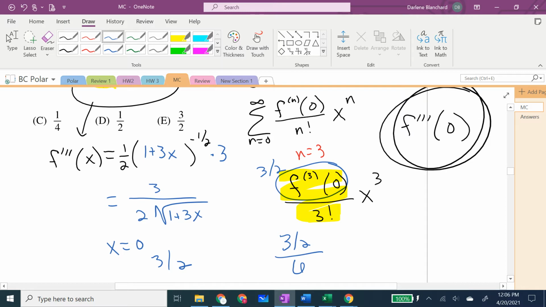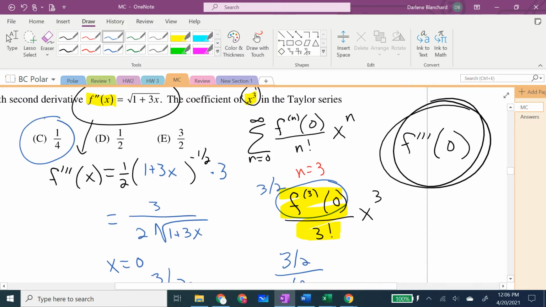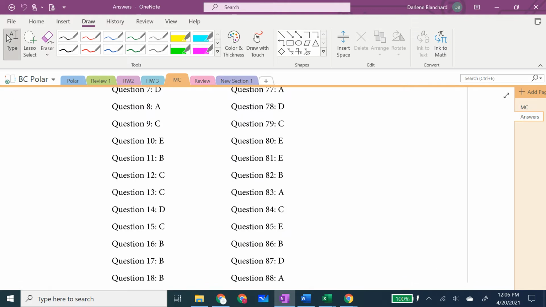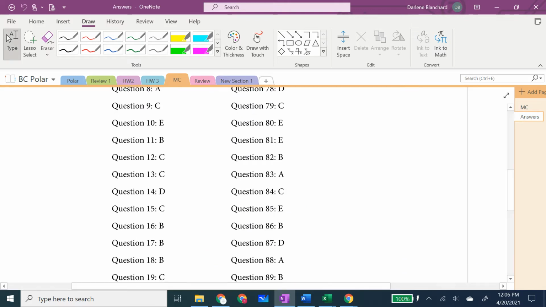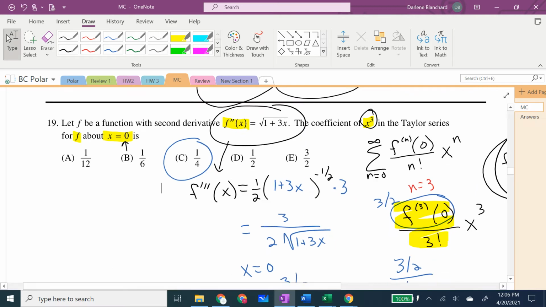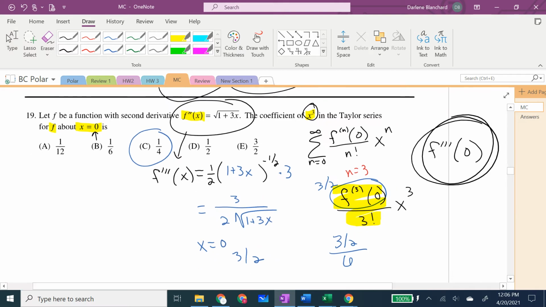Am I calculating correctly? 1/4, which looks like it is letter C, but I will double check that. Number 19, letter C, yes. Any questions? Was that fun? See? Taylor series is fun, isn't it?